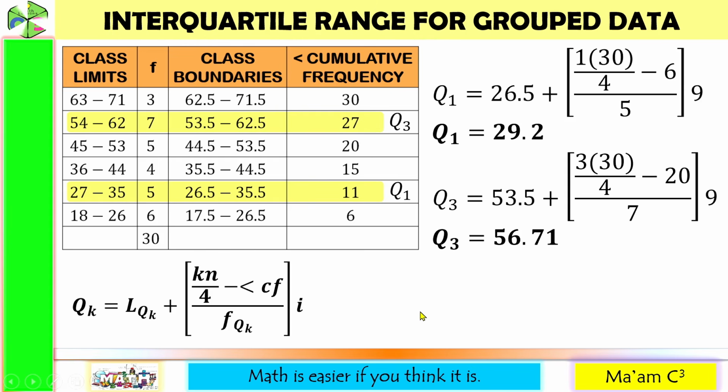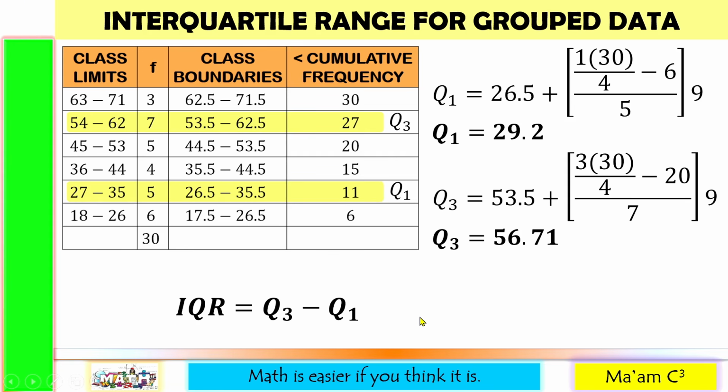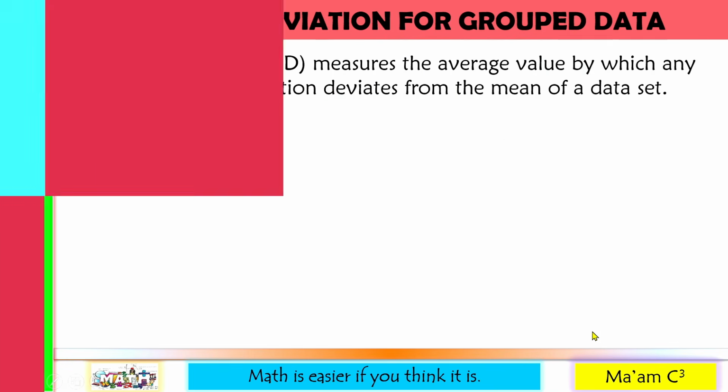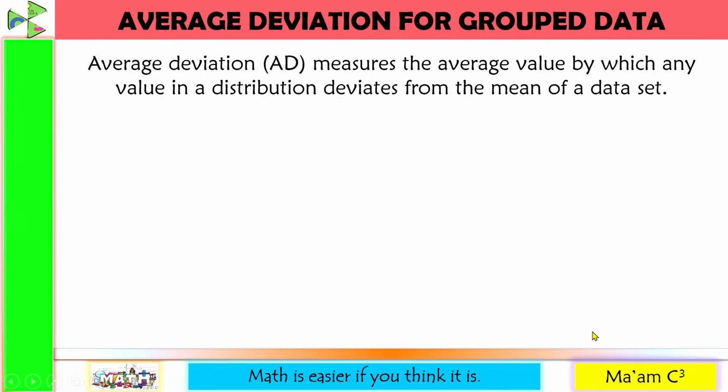Now, finally, let us compute for the interquartile range. The IQR is Q sub 3 minus Q sub 1. So that will be 56.71 minus 29.2. And this is 27.51.